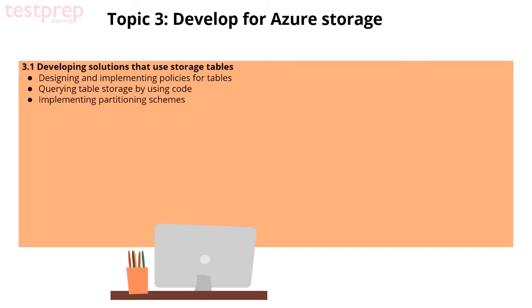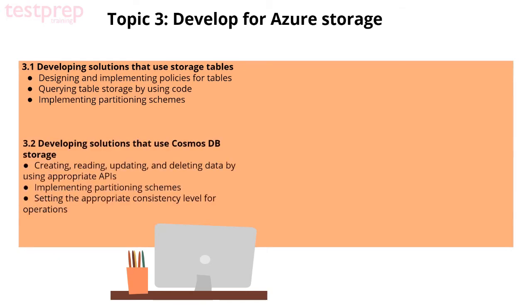First, developing solutions that use storage tables. It is divided into 3 parts. Designing and implementing policies for tables. Querying table storage by using code. Implementing partitioning schemes. Second, developing solutions that use Cosmos DB storage.